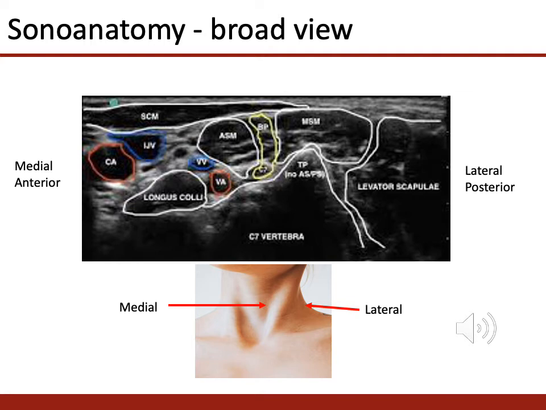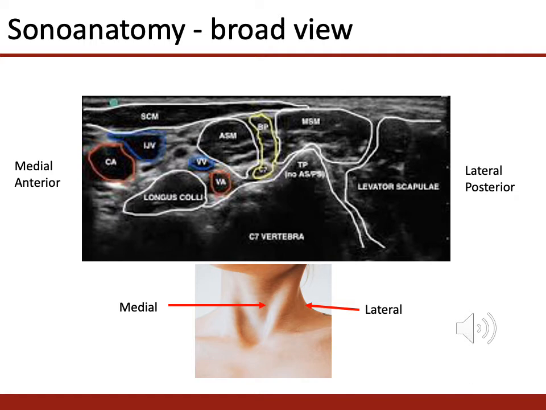So here we can see the ultrasound image. To the left is the medial anterior aspect of the neck, and to the right is the lateral posterior aspect of the neck. The corresponding surface anatomy is in the illustration below. So we can see in the middle we have our brachial plexus circled in yellow, and that is sandwiched here in its typical position, which is between the anterior scalenus muscle and the middle scalenus muscle.